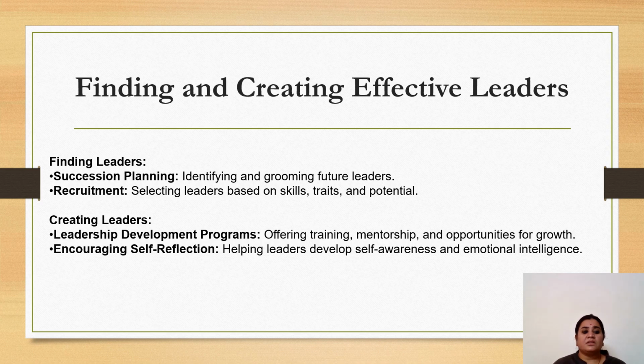Now we will discuss finding and creating effective leaders. First is succession planning. This is a systematic approach to identifying and preparing future leaders within the organization to fill critical roles. Then we have recruitment, attracting external candidates who possess the skills, traits, and experience required for leadership roles. Then we can create leaders through leadership development programs, structured initiatives aimed at building leadership skills and capabilities in employees. And encouraging self-reflection means helping leaders develop self-awareness and emotional intelligence by examining their values, strengths, and areas of improvement.